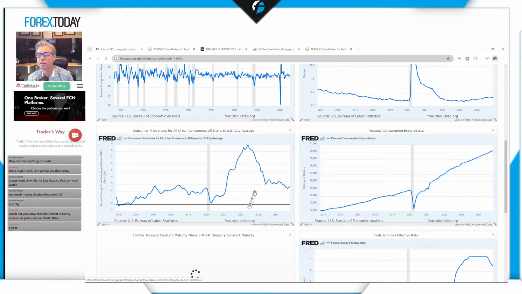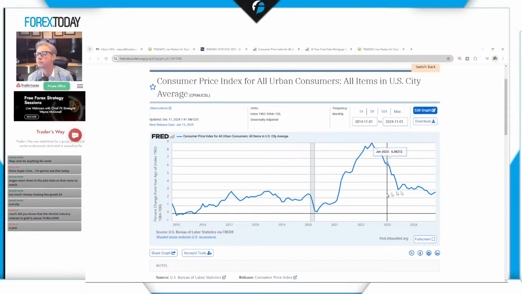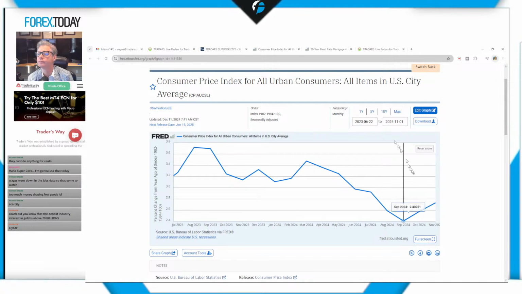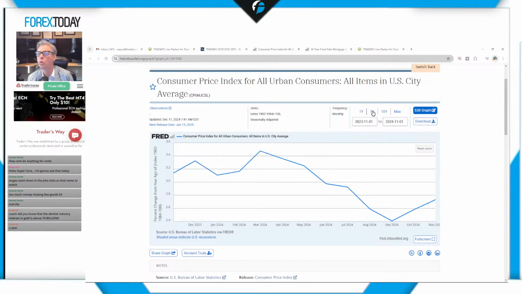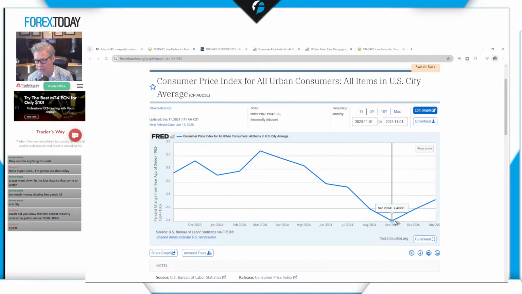So here's our CPI. September, October, November, December. And that prevents the Fed from cutting. And we saw responses to this in the summary of economic projections, didn't we? Yeah, we saw the dot plot change after this.